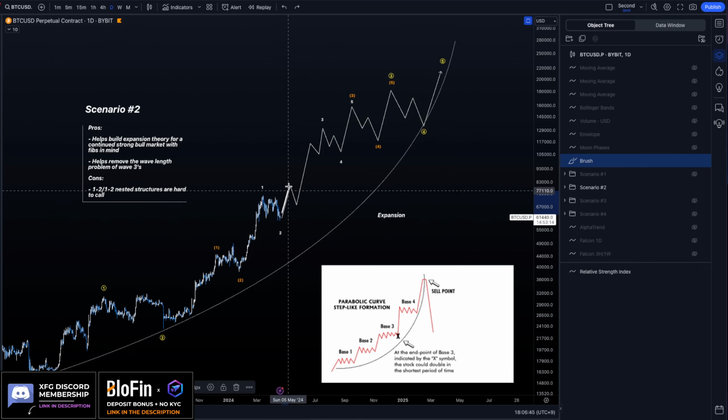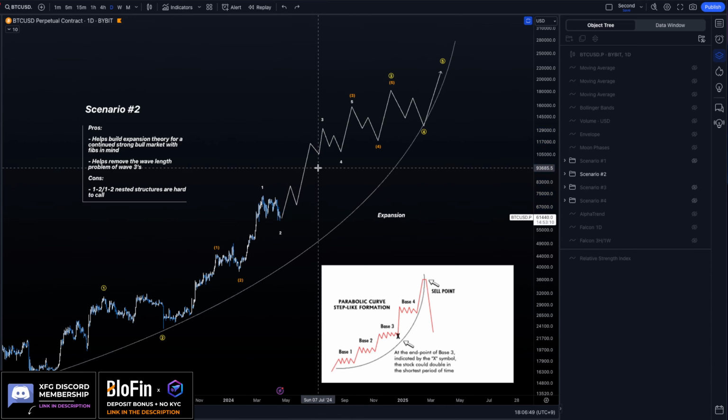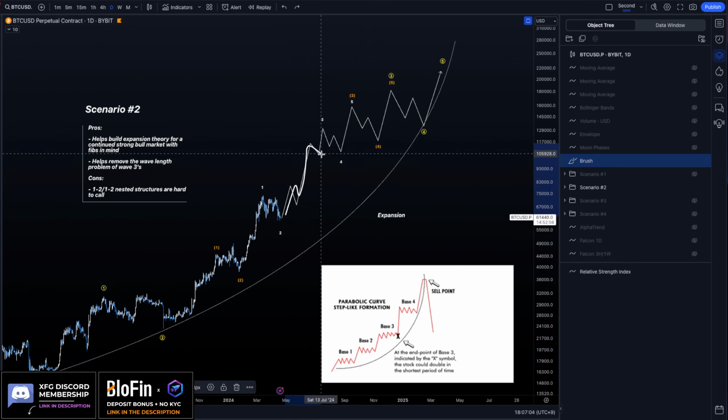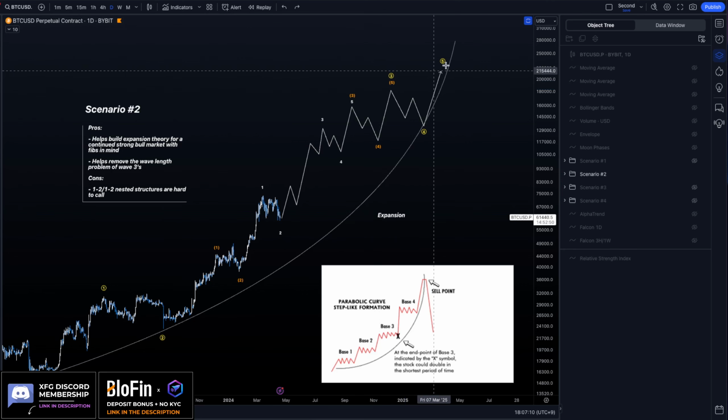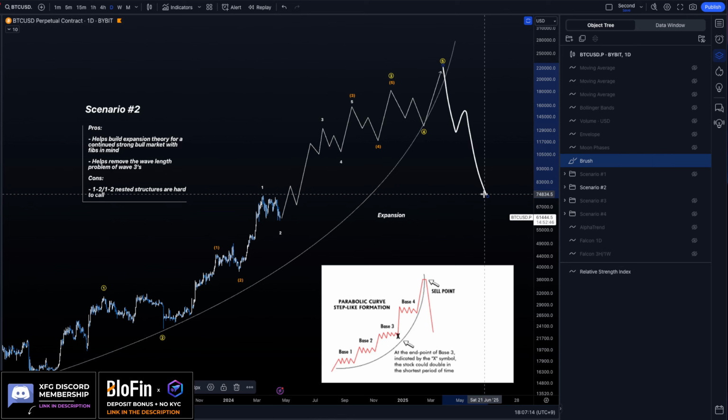Instead, the bull market just continues without anything in mind. We're just creating the step-like formation pattern or that parabolic curve like we've seen in the past on historical Bitcoin runs. So if this is going to be happening, we're going to be expecting, like I said, that step-like continuation to the upside, wave 3 and 4, 3, 4, 3, 4, and then eventual blow off top. That will be the next blow off top.